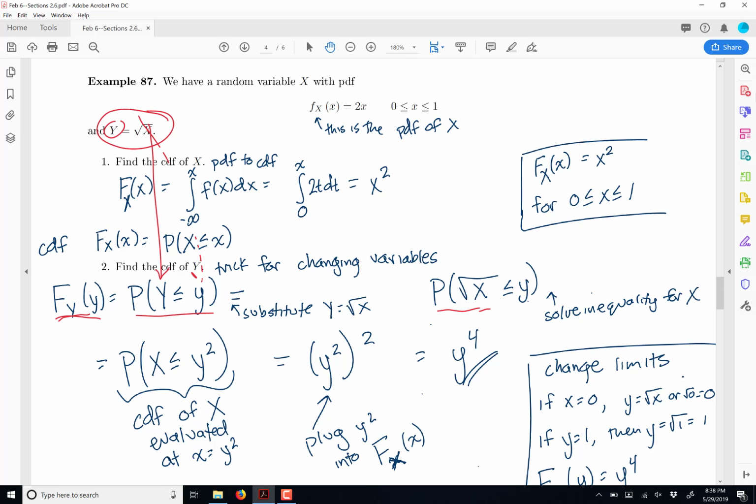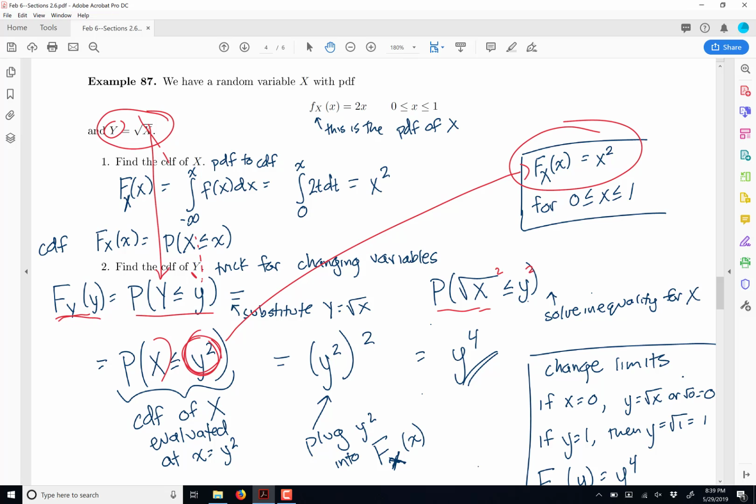So to solve this, to get rid of the square root, I would square both sides. So square both sides of the inequality. So now I just have X less than or equal to y squared. Now the probability that capital X is less than or equal to something, that by definition is the CDF of X. So up here, notice we found the CDF of X. So X less than or equal to in a probability, that is this CDF. But instead of a little x, we have y squared wherever we had a little x.